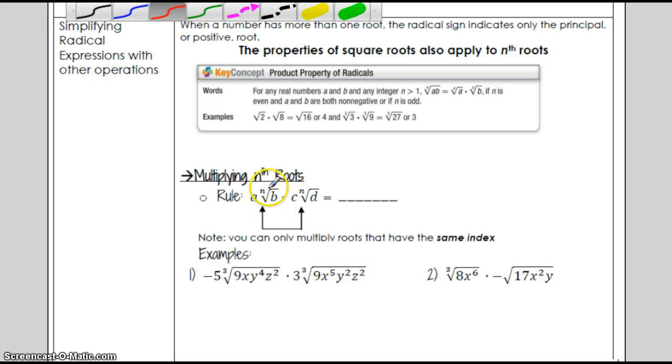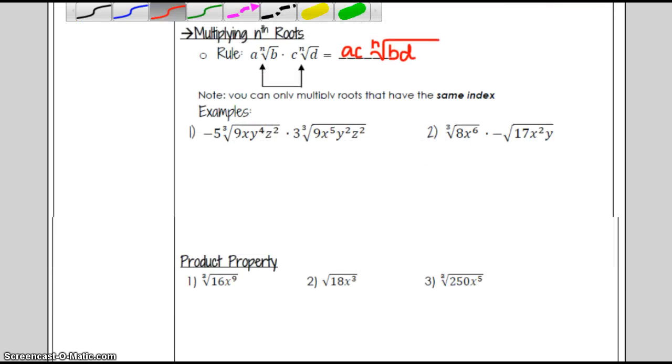If we look at it with variables, since our index is the same, we can multiply our coefficients, so a times c, and then we keep the index the same and we multiply underneath the radical symbol. So b times d would be bd. And if these were numbers, we would go ahead and simplify that. So let's look at an example with some numbers here.